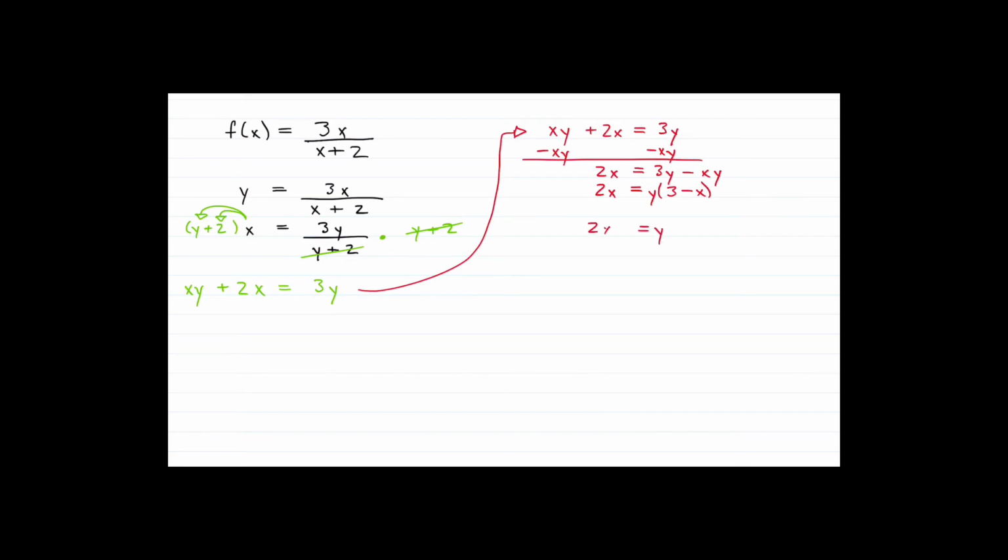Then, once the y is factored out, I now just have to divide by 3 minus x on both sides of the equation, and I get y equals 2x over 3 minus x, which is f inverse of x equals 2x over 3 minus x.